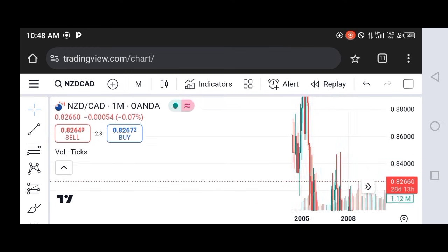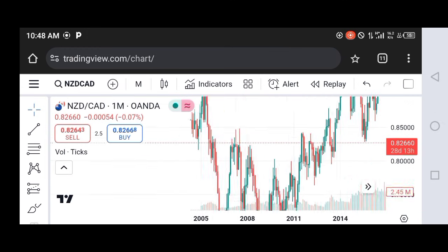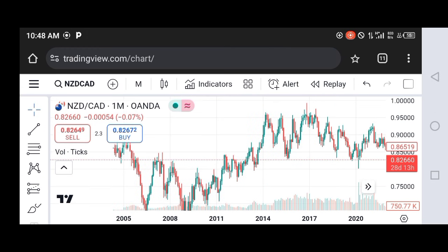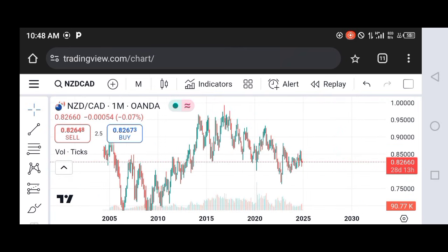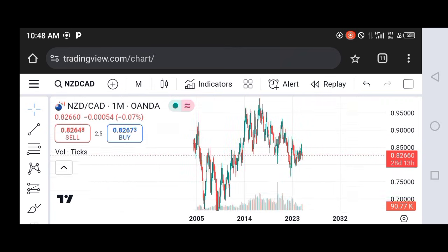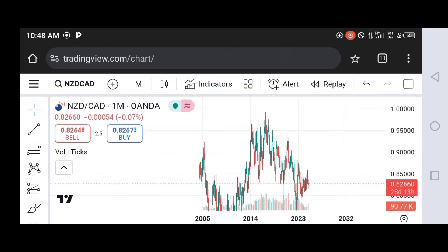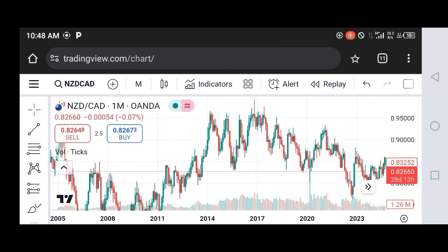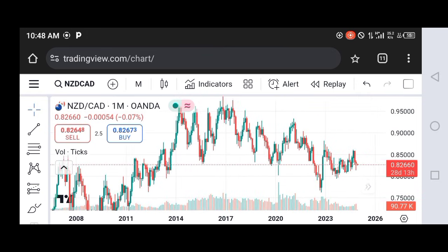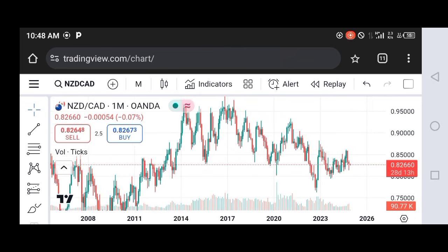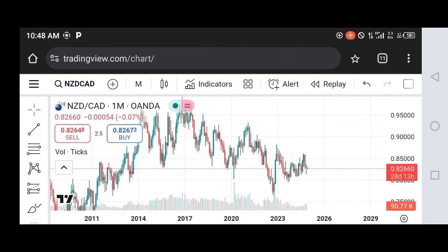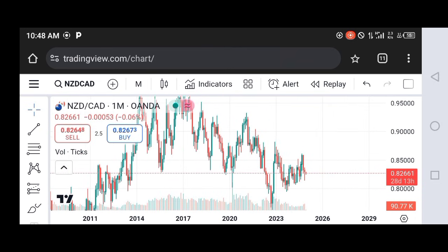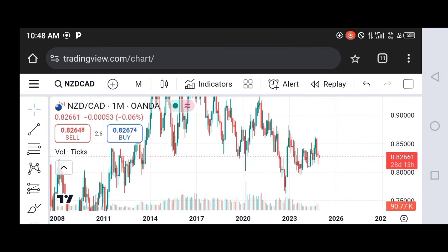So going over to the 1 month time frame right now, you can actually see that this has been in a bit of a downtrend since the market dropped from this point. The market has been on a downtrend since that point. So for you to make a trade here, you have to first of all identify the overall trend of the market.